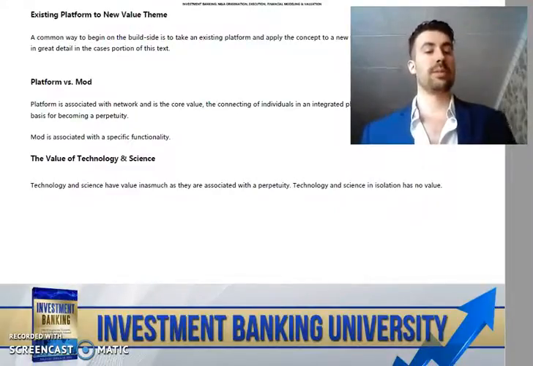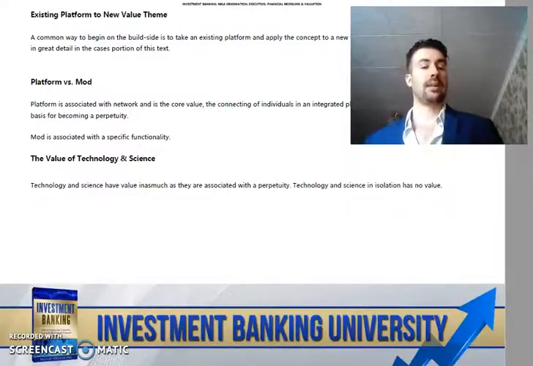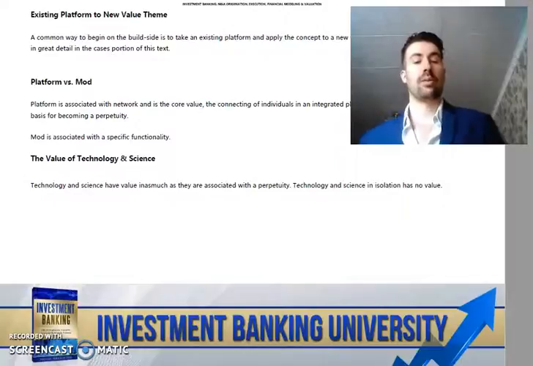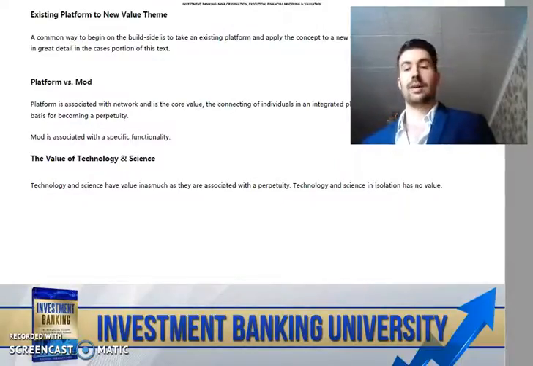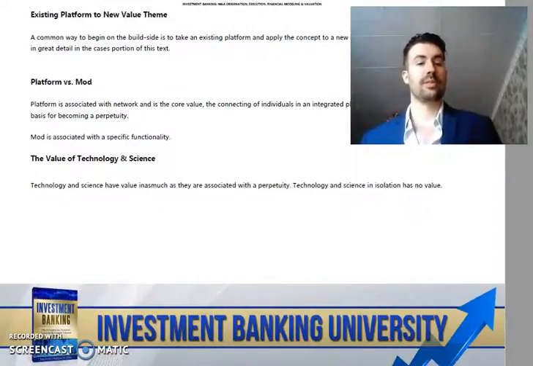So in terms of the value of technology and science, this is very helpful when learning about perpetuity science. It's important to know and not get pulled into the trap of technology as an end to itself. So technology and science has value in as much as they are associated with a perpetuity. Technology and science in isolation doesn't have any value when it's not related to a perpetuity, and ultimately can be a waste of time.